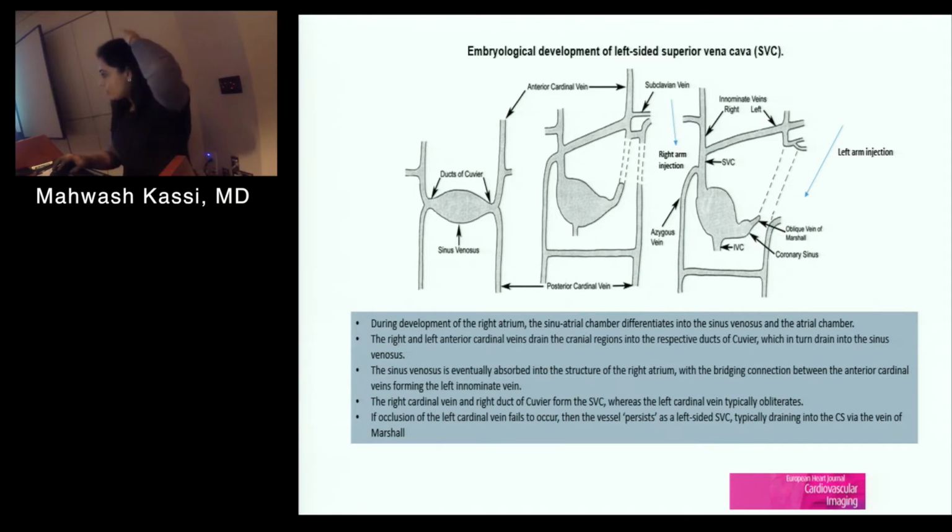So now, Bashar, I've given you this information. If I were to give an IV saline injection from the right side, what would you expect?